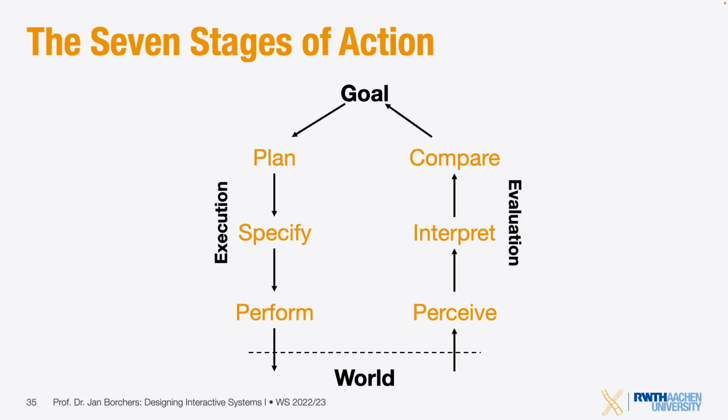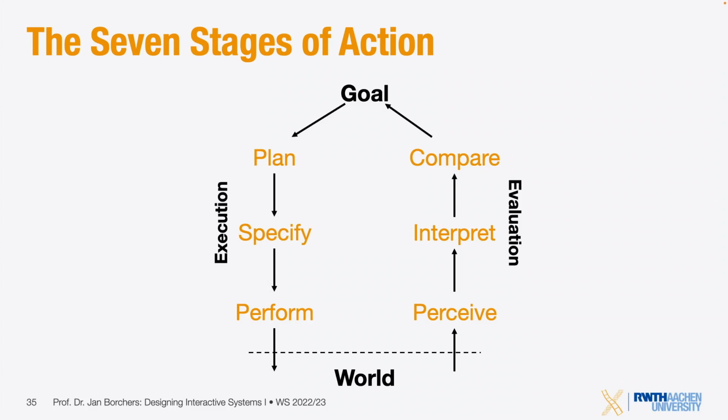So as a whole, this is what the model looks like. Execution on the left-hand side: planning, specifying, and performing the action sequence, and then perceiving that change, interpreting it, and comparing it to the goal. Now, if you think about perceive, interpret, compare in the example of our light switch, once I flick that light switch, I first need to perceive the new brightness in the room. Then I need to interpret it: can I now actually read the book that I was trying to read? And once I figured that out, then I compare: is that what I wanted to actually reach? Have I reached my goal of having enough light to read that book?